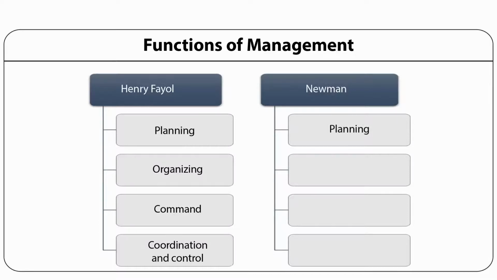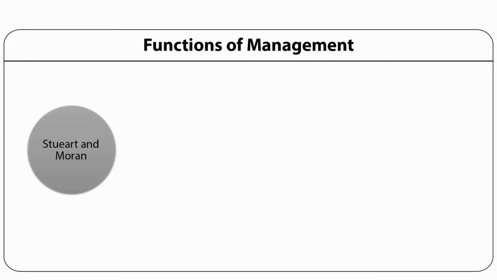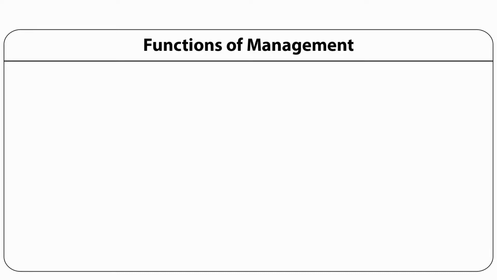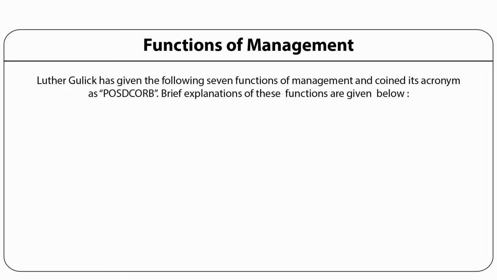Similarly, Newman and Summer have suggested the functions of management as follows. 1. Planning, 2. Organizing, 3. Leading, and 4. Measuring and controlling. Stewart and Moran have formulated the following 5 functions of management. 1. Planning, 2. Organizing, 3. Human resource, 4. Leading, 5. Controlling. Similarly, Luther Gulick has given the functions of management in the coined acronym POSDCORB, which are explained as follows.